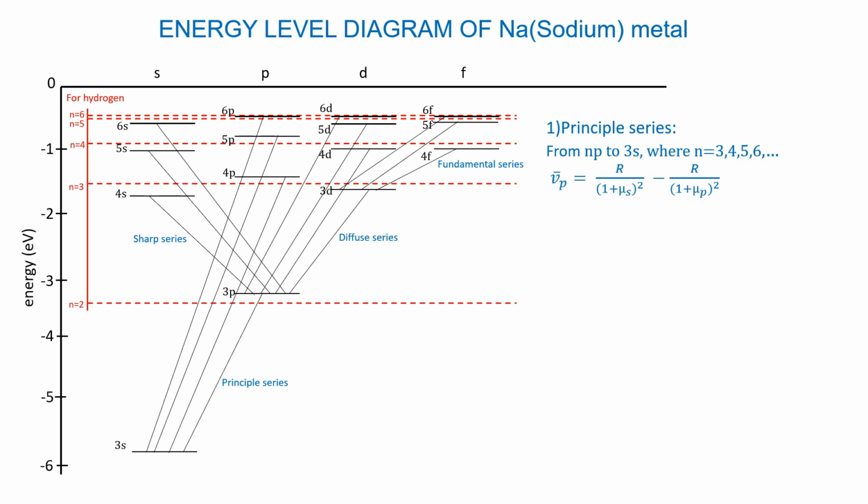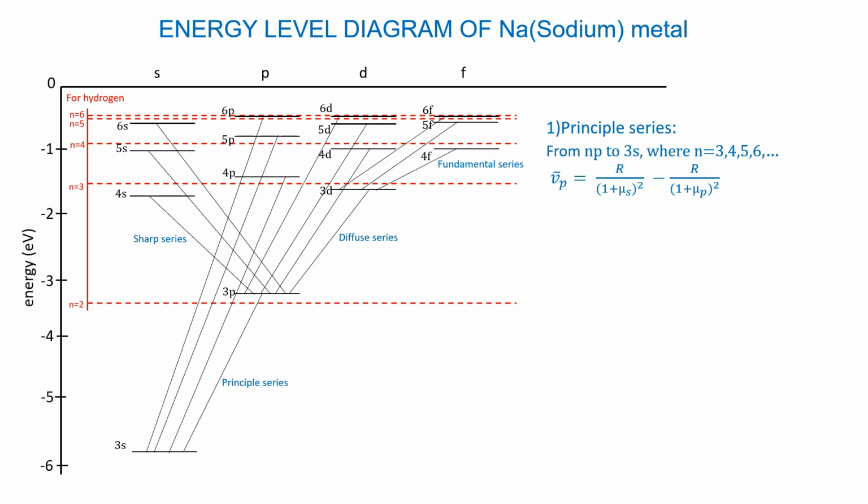The equation for the wave number for all the series, that is principal, sharp, diffuse and fundamental series, can be written as Vp equals R by (1 plus mu s) whole square minus R by (1 plus mu p) whole square for the principal series. We can remember that the transition occurs from np to 3s, therefore we have written 1 plus mu s at the front since it's towards 3s, and 1 plus mu p whole square at the back since it's from np.